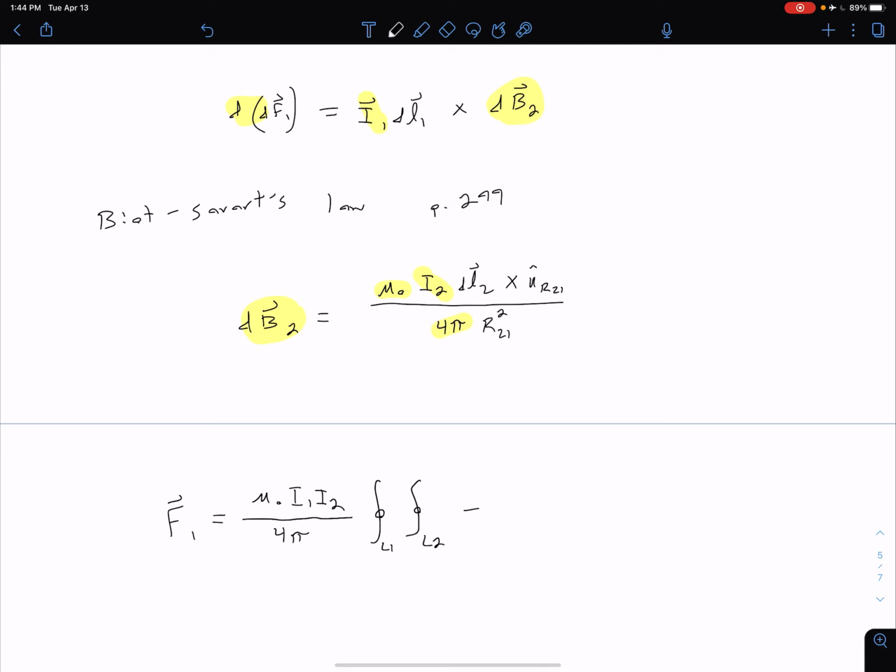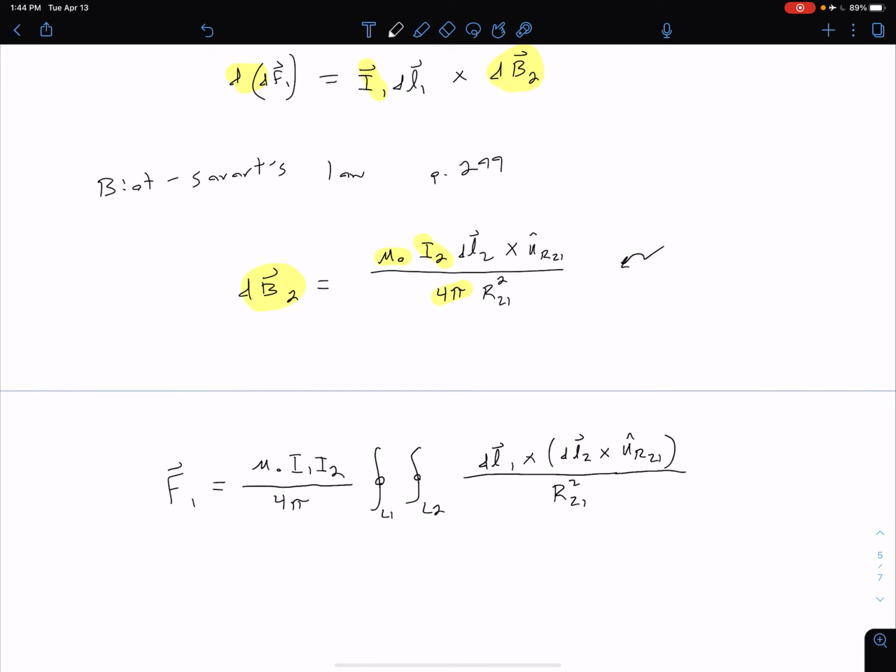And now we have the remaining terms that were not pulled out. So we're going to have our dL1 from that top equation, which is going to be crossed with our dB2, but now our dB2 is going to be this term here after we've removed those constants. So that's going to be crossed with our dL2, which is crossed with our unit vector in the R21 direction. And we're dividing that then by the magnitude of R21 squared. Of course, we saw a slightly different version of this Biot-Savart law where we had the vector R21 divided by the magnitude of that distance R21 cubed. So same thing, just a slightly different way of writing it.